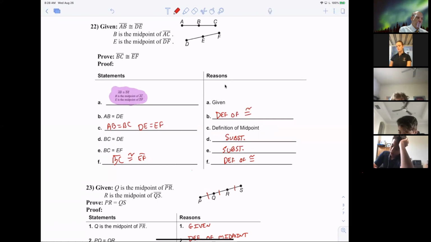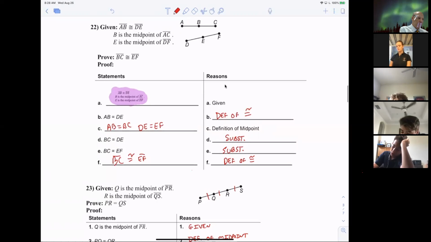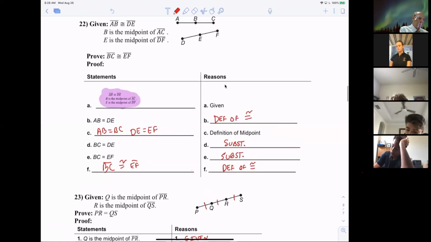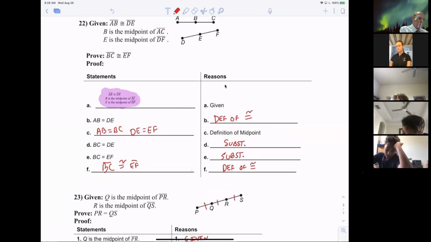Go ahead, William. How did you get that on mine? C is instead of M. I got substitution for that. How does C?